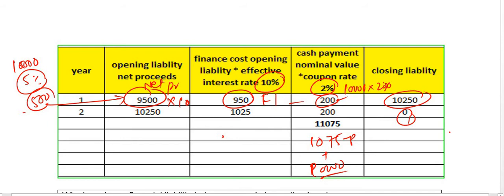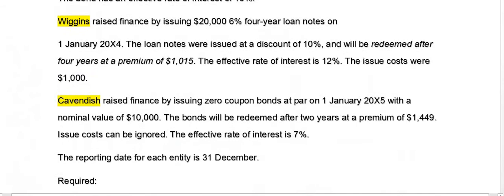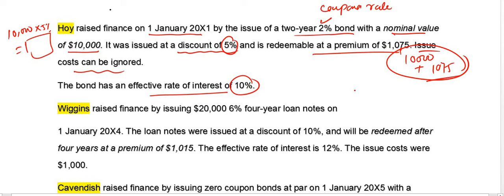So the transaction was this transaction. About this transaction we have discussed that this is a financial liability. Why is it a financial liability? Because H has raised finance. So there is a borrower, and the person who invests or takes the bond has lent money, and definitely that will be the financial asset for that person, and for H that will be a financial liability. So how will H calculate?